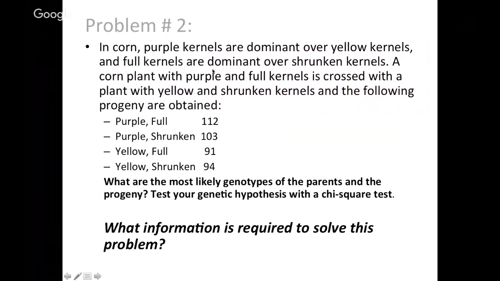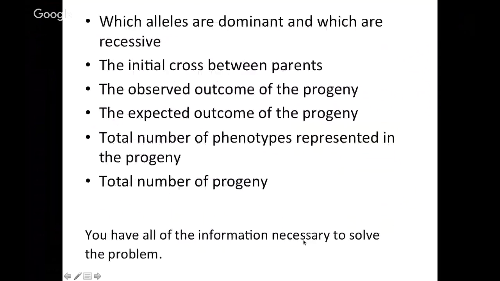Number 2, purple kernels are dominant over yellow kernels in corn, and full kernels are dominant over shrunken ones. A purple plant with full kernels is crossed with a yellow plant that has shrunken kernels, and these are your progeny that are obtained. The question is, what are the most likely genotypes of the parents and the progeny, and then you have to do a ChiSquare test. There's a few things required to solve this problem.